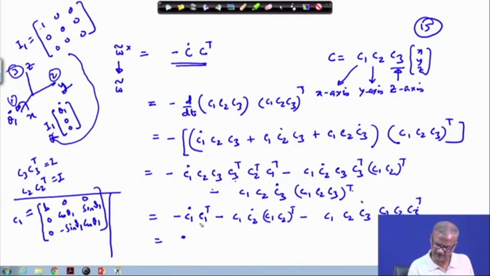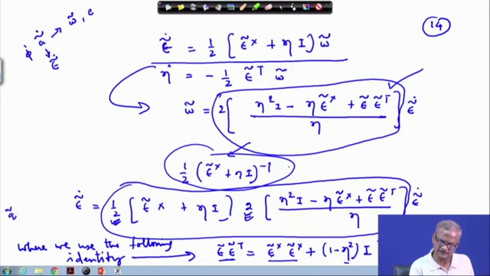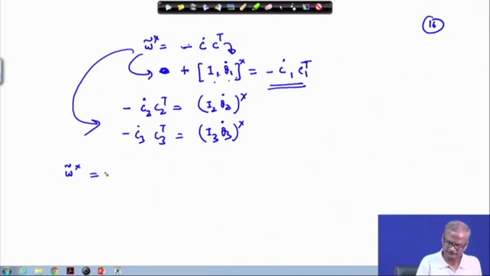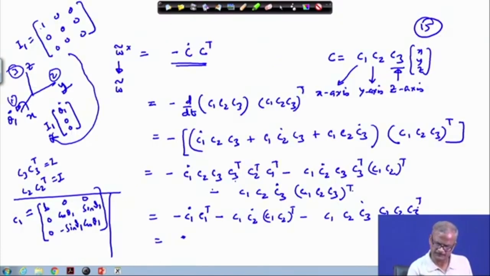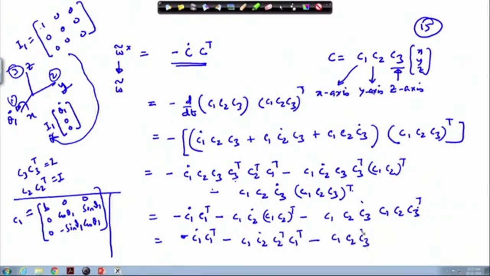So, we will pick up the first quantity, this one. From this place this is I 1 times theta 1 dot cross, the next quantity this is C 1 times C 2 dot, and similarly we need to break it. So, this quantity, let us expand it here: C 1 transpose C 2 dot C 2 transpose times C 1 transpose minus C 3 dot, this is whole transpose. So, C 3 transpose C 2 transpose C 1 transpose.